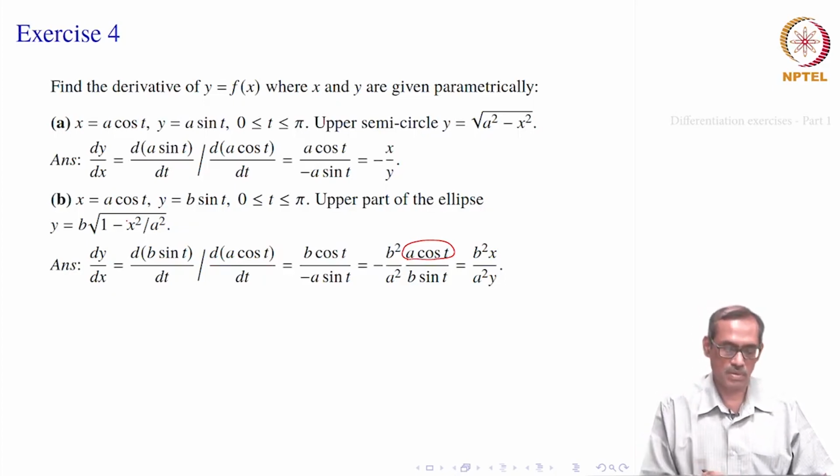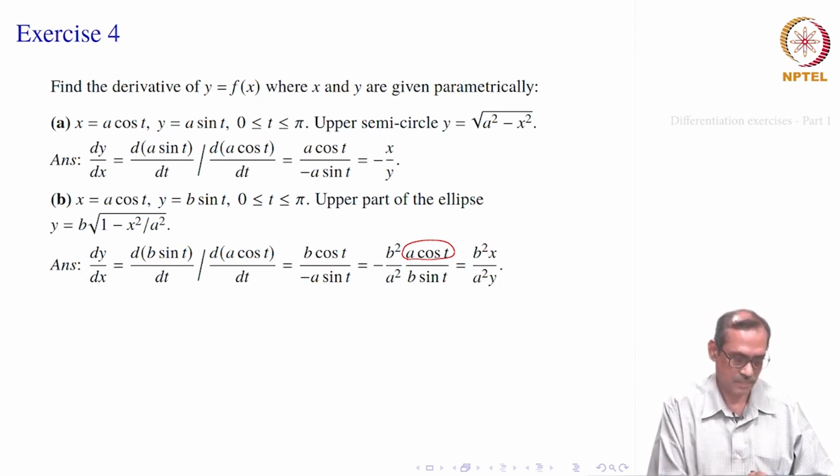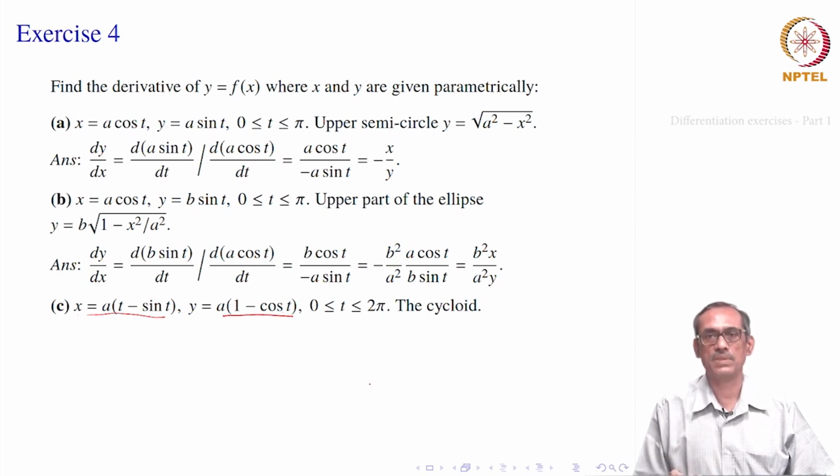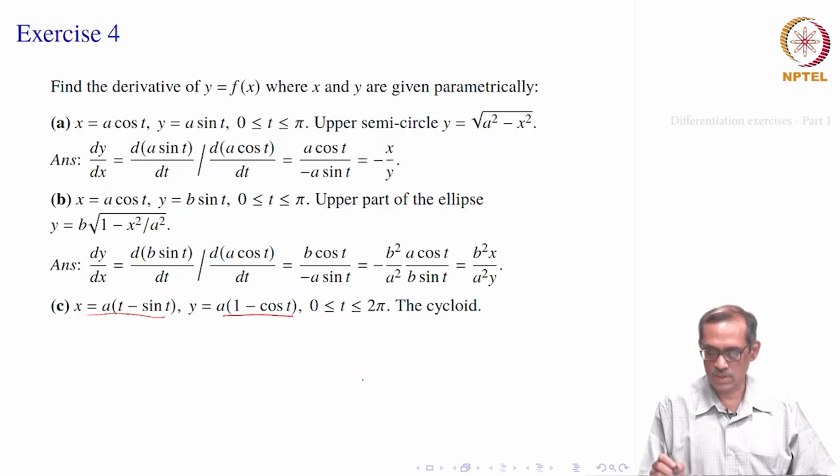Of course, you can also do y equal to f x directly as earlier for the case A, and you should get the same answer. We have the third problem under this, where our parametric equations are x equal to a times t minus sin t, y equal to a times 1 minus cos t, where again t varies from 0 to 2 pi. So, this is called a cycloid.